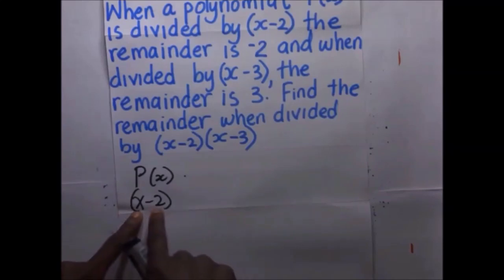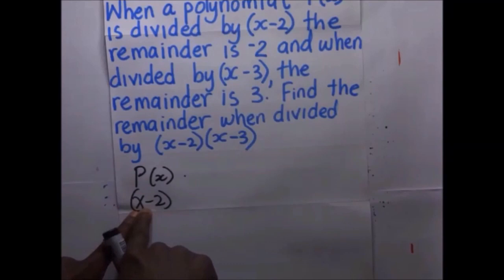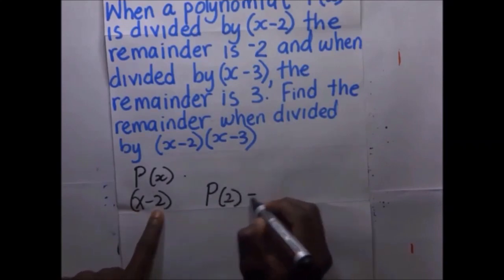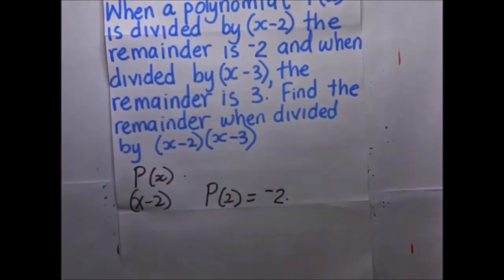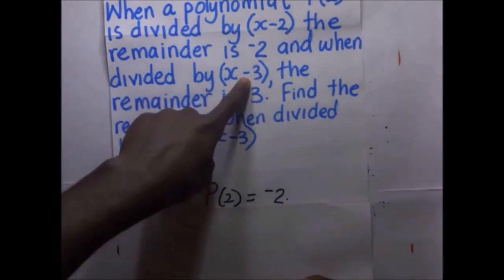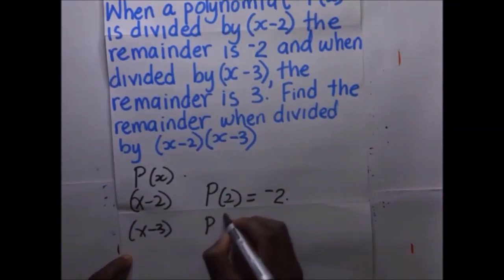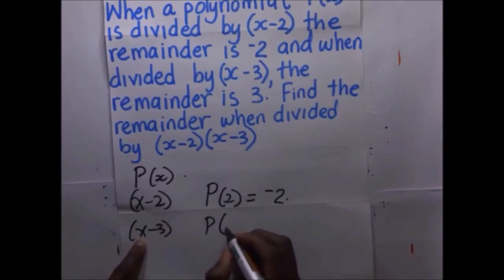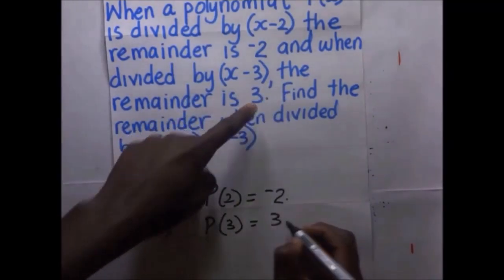it means that the value of x is going to be 2, because x minus 2 is equal to 0. Making x the subject of the formula, the value of x will be 2. So it means that p when the value of x is 2 is going to be equal to the remainder. What's the remainder? Negative 2. And when it is divided by x minus 3, p when the value of x is 3, the remainder is 3.